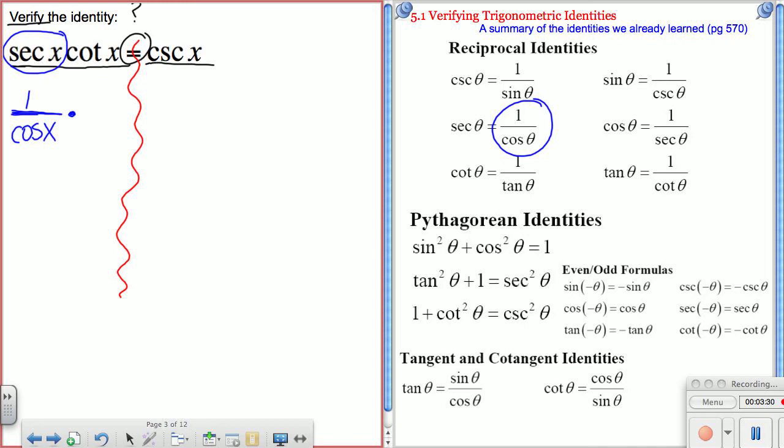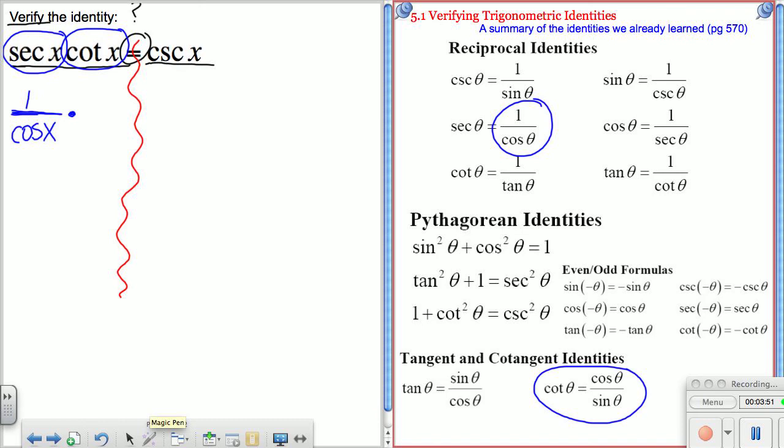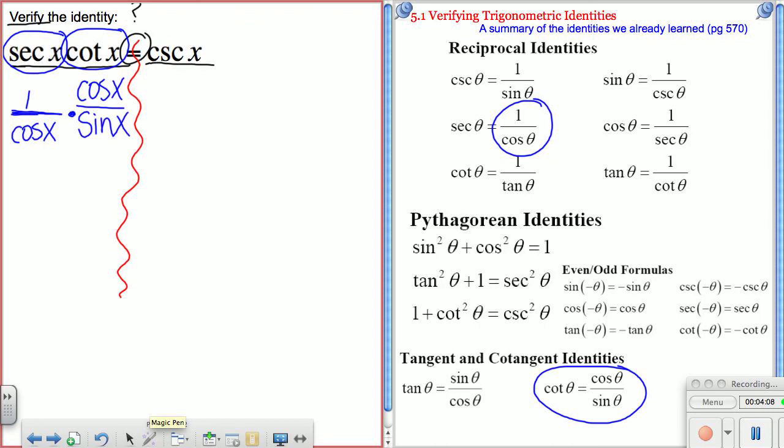The other thing I'm going to do is change cotangent of x. And I have a couple options here for cotangent. I can change cotangent to 1 over tan, or sine over cosine, or cosine over sine. Let's go ahead and try cosine over sine. Remember, the goal in the end is to get to cosecant, which is a reciprocal of sine. So I think I need a sine involved somewhere, so that's why I'm going to choose cosine over sine. So I'm going to change cotan of x to cosine x over sine x.